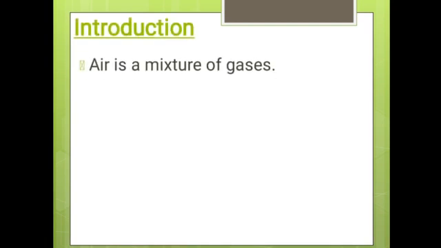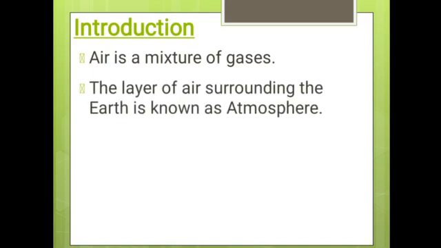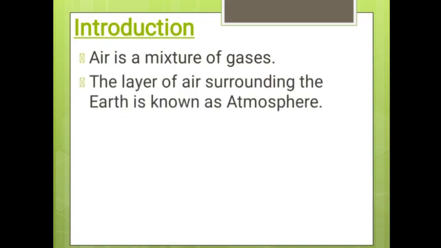So let's start. First of all, we have to know what is air. Whenever we are talking about winds, storms, and cyclones, all these things are associated with air. So, what is air? Air is a mixture of colorless gases. Since it doesn't have any color, we cannot see air. And the layer of air surrounding the earth is known as atmosphere.